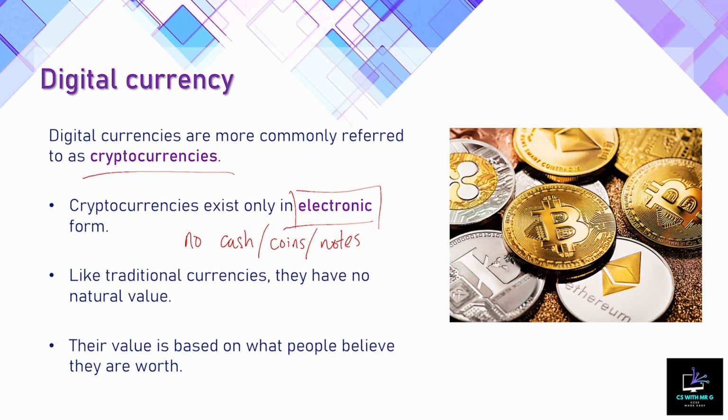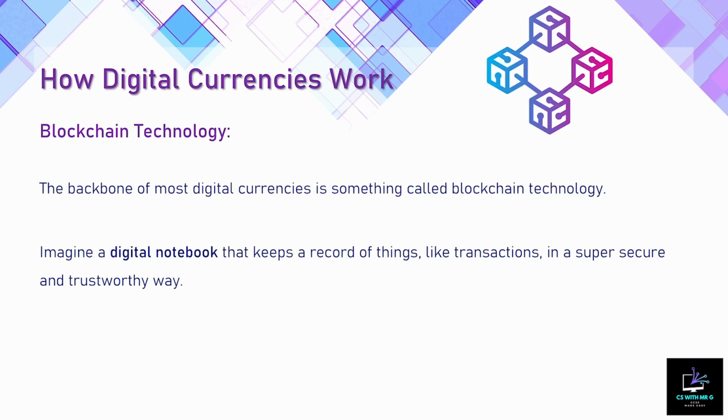Like actual currencies in the real world, they have no natural value. What that means is that they are worth what the world believes they are worth. Whether it's due to politics or the economy, they're only worth what people think they're worth. So this might go up, this might go down, and as you might well be aware, cryptocurrencies are starting to become more and more popular as we move forward in time. So how do they work and why have they become so popular?